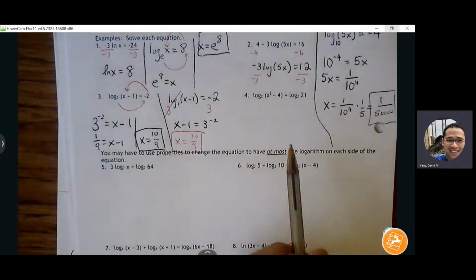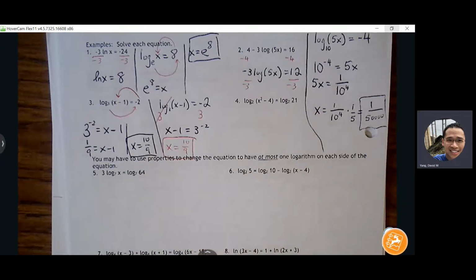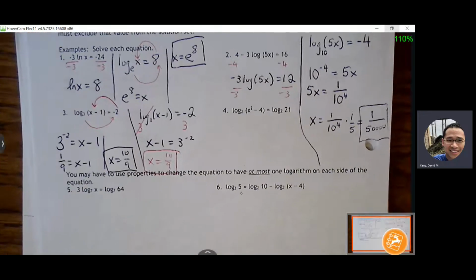All right, number 4. So those are 2 different ways, just two different ways of visualizing converting from log form to exponential form. I'm not going to require you to do one over the other, it's just two different ways to see things.